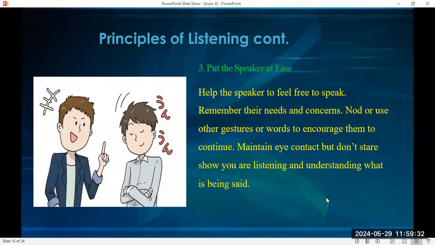Next thing, put the speaker at ease. Putting the speaker at ease means you help the speaker to feel free to speak. There are people who cannot help the speaker to feel free to speak. Remember their needs and concerns. Nod or use other gestures or words to encourage them to continue.